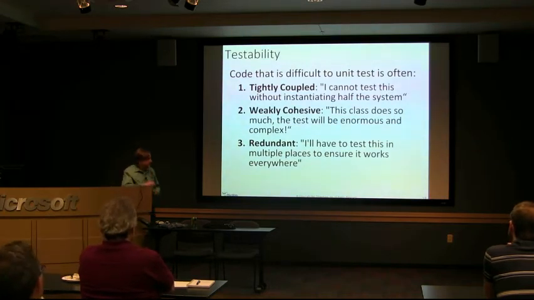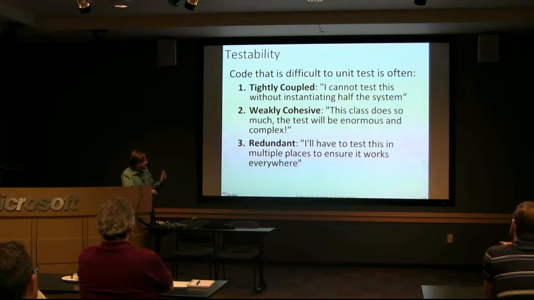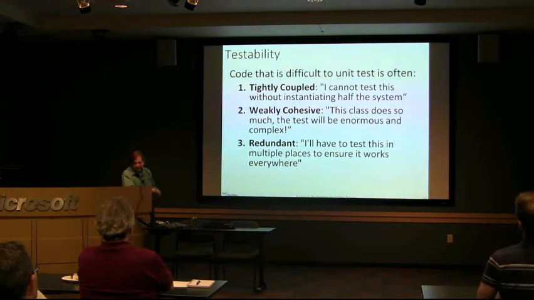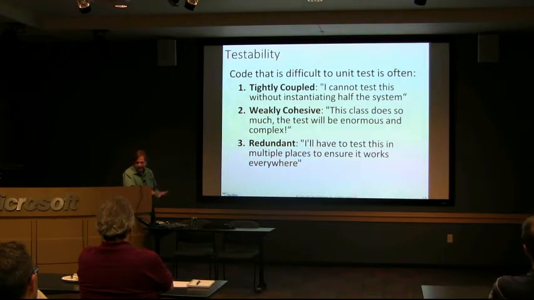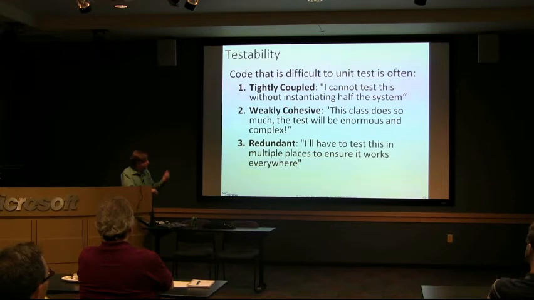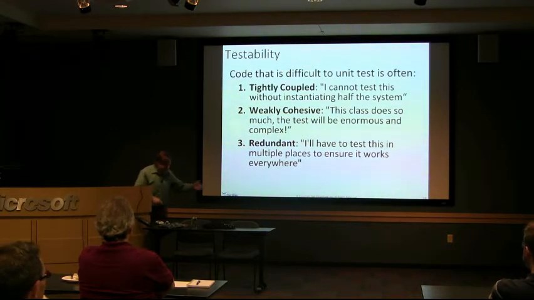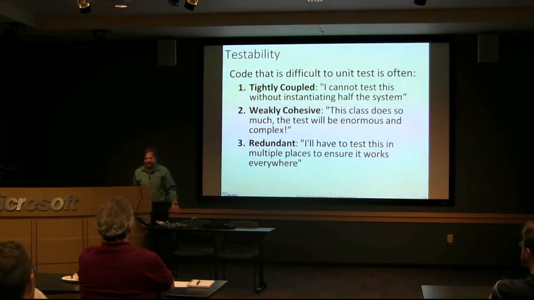So this is another insight I had years ago, which I noticed that if I had tightly coupled code, I couldn't always test the system. And I would almost tell myself, I wish I'd thought about how I was going to test it before I wrote the code. I wouldn't have coupled it like this if I thought about how I was going to test it. Or it's weakly cohesive. This class does so much, the test is going to be complicated. Or it's redundant, I'll test it here and here and here and here. Man, why didn't I think about how I was going to test this?